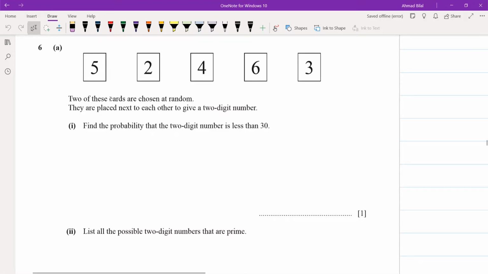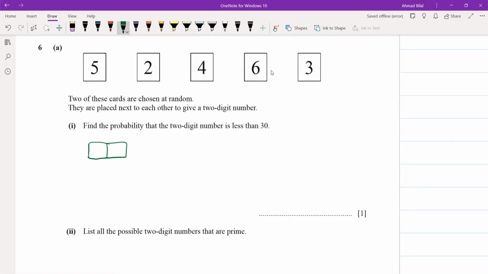We have 2 of these cards that are chosen at random. So there are 5 cards in total. We are choosing 2 of them at random. They are placed next to each other to give a 2-digit number. Find the probability that the 2-digit number is less than 30. Okay, now think about this. We have to form a 2-digit number from these numbers. 2 numbers आपको वहां से निकालने हैं उन 5 digits में से और उनको place करना है इसके अंदर.